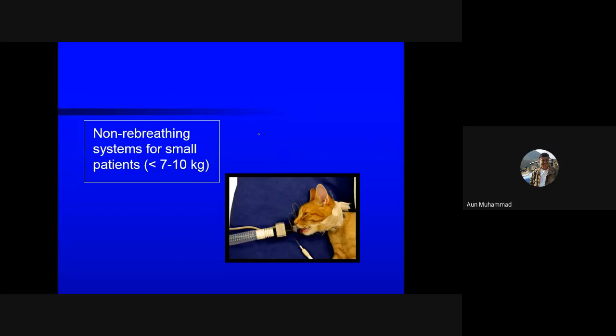You can see this is an example of the semi-open or non-rebreathing system for small animal practice, for animals having 7 to 10 kg body weight. This is the pipe that is the source of the medical gas as well as oxygen, and this outlet is connected with the endotracheal tube, and the animal can now expire directly into the environment, but it can receive the oxygen and the medical gas from this tube.